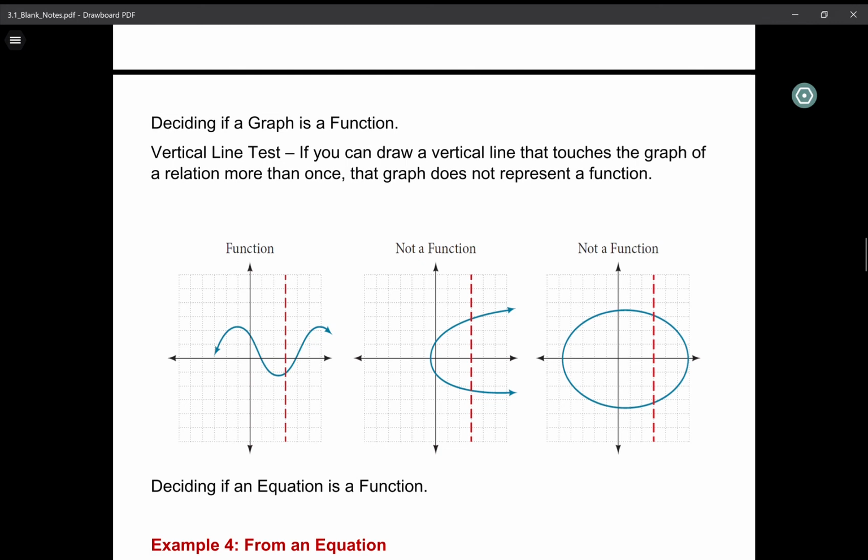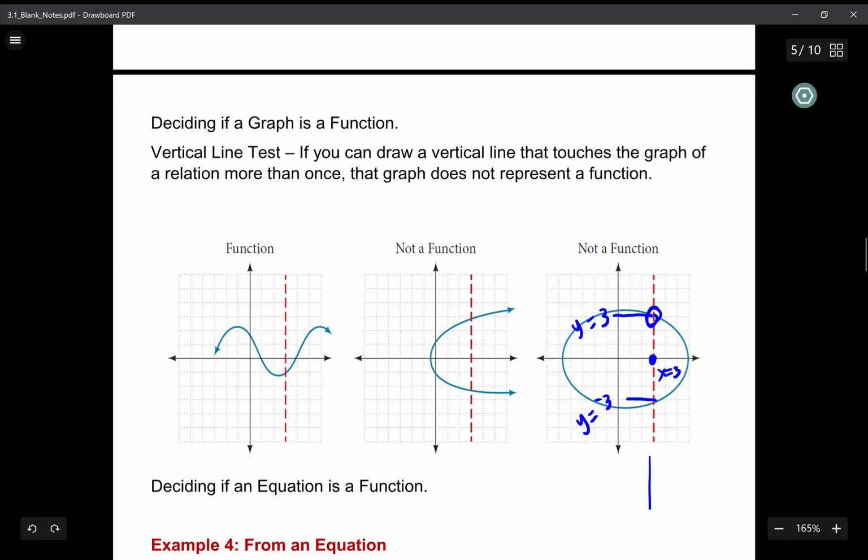Let's start at the last. We're going to look at the circle. If we look at this input value here on the x-axis, this is at x equal to 3. And if we look at x equal to 3, we have two output values. We have one up here at +3 and one down here at -3.